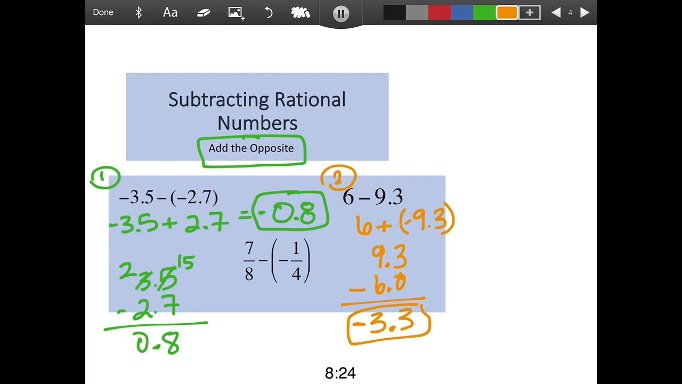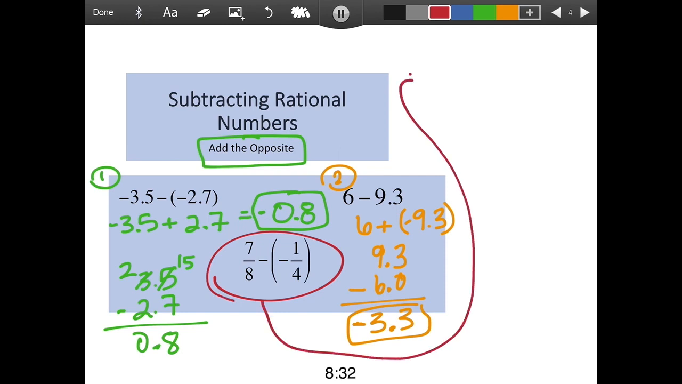Now we're going to attempt one last problem. And I'm going to do this fraction problem, again, a fraction, over on the side up here. So I've got 7/8 minus -1/4.